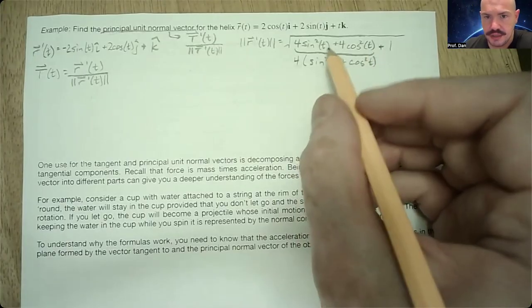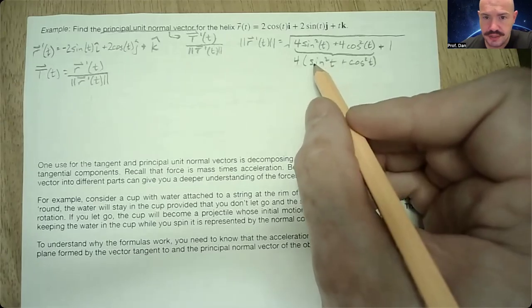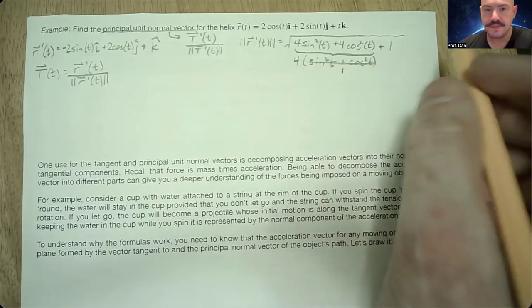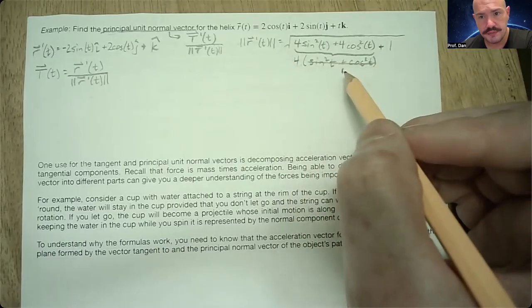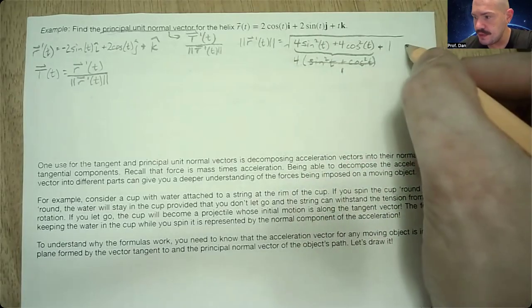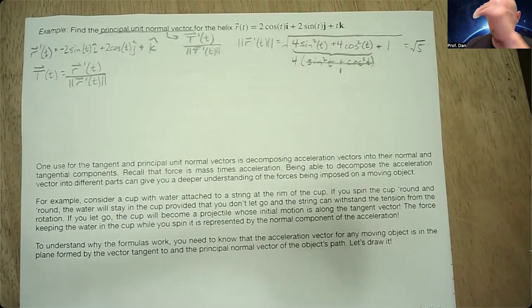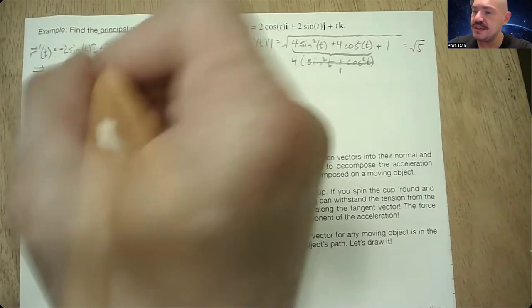And well, we know that this part here is equivalent to 1. So altogether, under the square root, we have 4 times 1 plus 1, which will give us the square root of 5 as the magnitude. Notice that's not actually even dependent on t. It doesn't matter what t is equal to, the magnitude of r prime will always be square root of 5, which is nice and convenient.